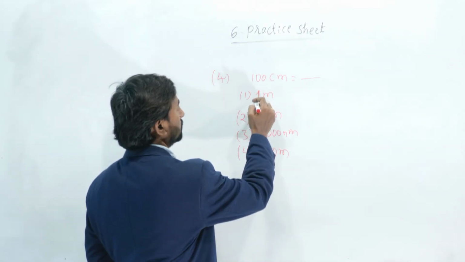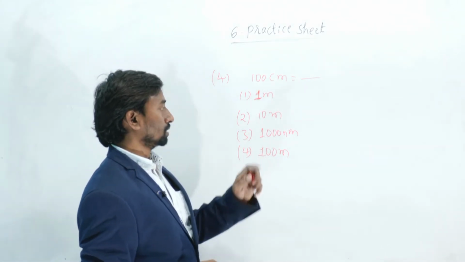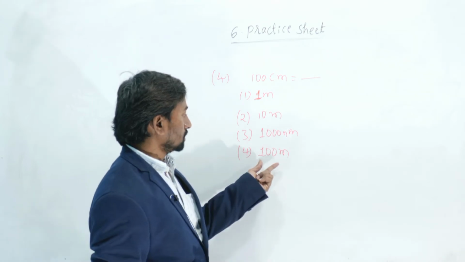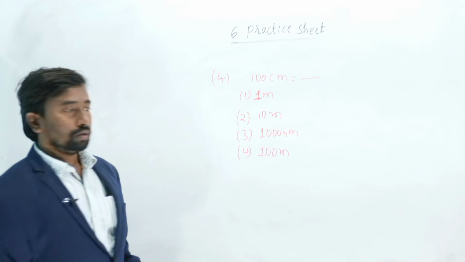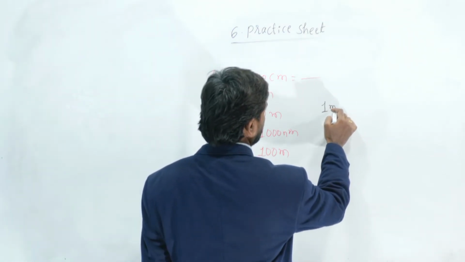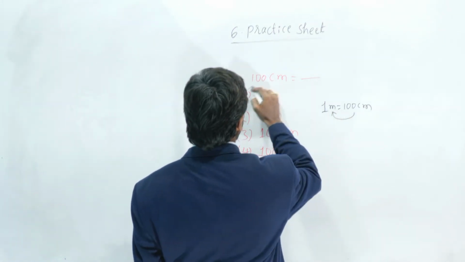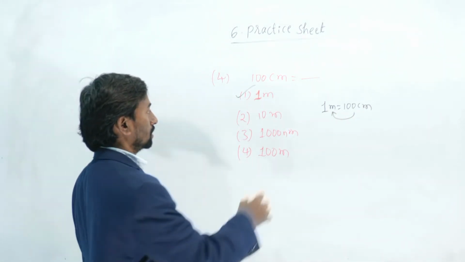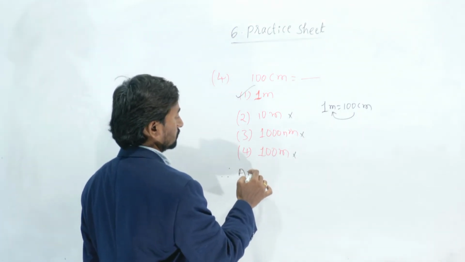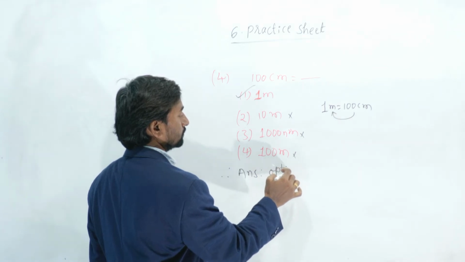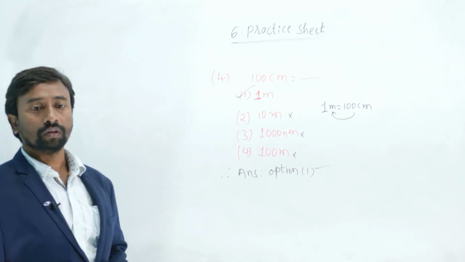So here it is given: 1 meter, 10 meters, 1000 nanometers, and 100 meters. We know already that 1 meter is equal to 100 centimeters, so 100 centimeters is equal to 1 meter. So 10 meters is not correct, this is not, and this is not. Therefore the answer is option 1, the right one.